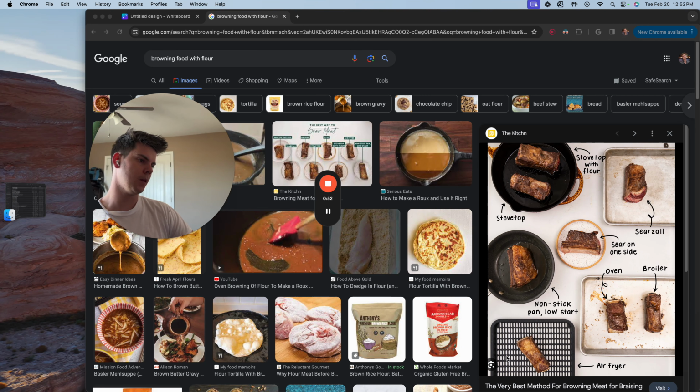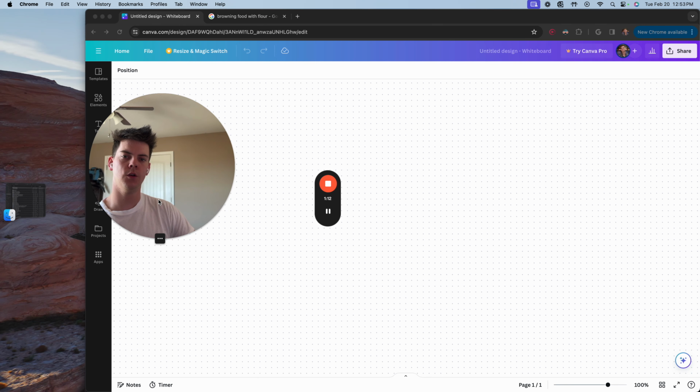This one isn't so great. It's not as brown as maybe this one or this one, which might not be as brown as this one or this one. So we're going to get into what these differences are and how you could get the best Maillard reaction.